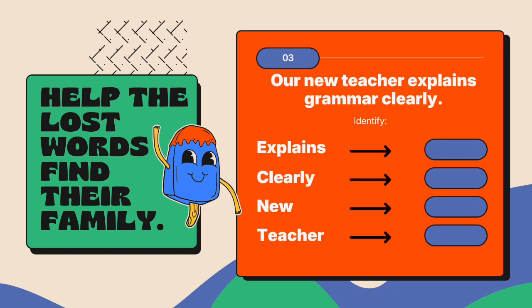Our new teacher explained grammar clearly. Let's identify them together. Explained is the verb. Clearly is the adverb because it explains how the teacher explains grammar. New is the adjective because it describes the teacher. And teacher is the noun. Very good. Next one, we need to find the noun.